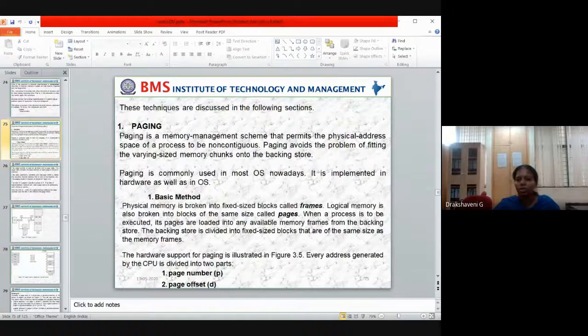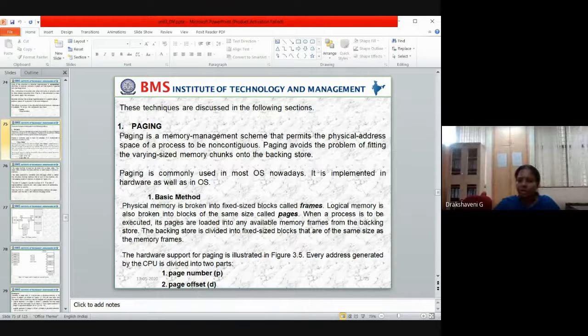When a process is to be executed, its pages are loaded into any available memory frames from a backing store. The backing store is divided into fixed-sized blocks that are of the same size as the memory frames. The hardware support for paging is illustrated in the figure. We'll see how we are doing this paging.